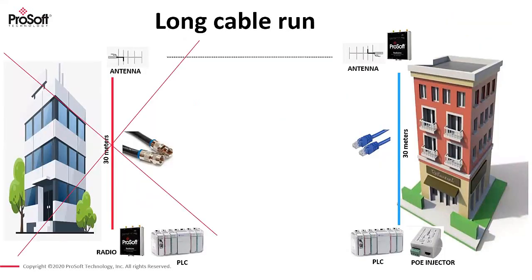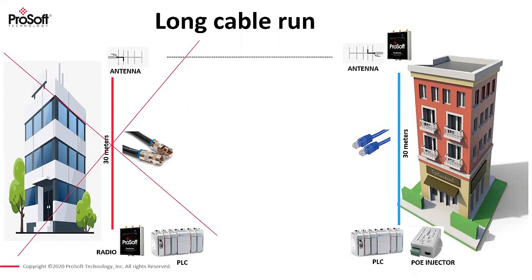So here in the picture on the left, we've got a radio at the bottom next to the PLC, and instead of running 30 meters of antenna cable to my antenna on the roof, it's much better to use the example on the right. So we have the PLC at the bottom, and we use what we call a PoE injector, so power over Ethernet. And what this does, it'll carry an Ethernet signal to the radio, as well as power to the radio, and we can mount the radio close to the antenna.